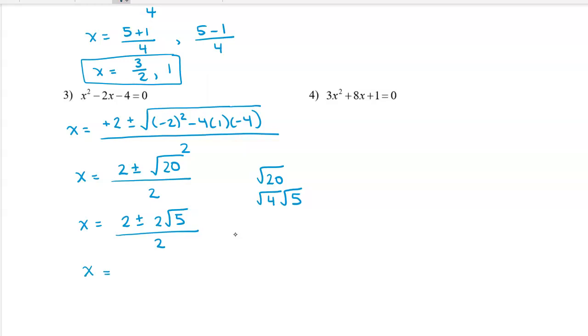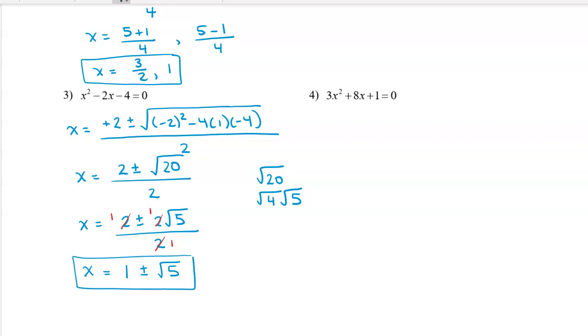And we can simplify one more step because we can see that all of these 2's can reduce. Now remember, when we reduce, they become 1. So this is the same as saying 2 over 2, which is 1, plus or minus 2 root 5 over 2, which is also 1. So I get 1 plus or minus the square root of 5. So this would be our exact answer.